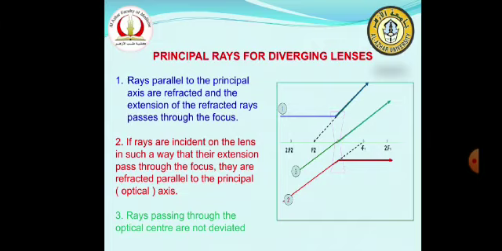In the same way, in concave lenses, the rays take one of three forms. Rays parallel to the principal axis are refracted, and the extension of the refracted rays passes through the focus, the blue line. Also, if rays are incident on the lens in such a way that their extension passes through the focus, they are refracted parallel to the principal axis, the red line. But rays passing through the optical center are not deviated, the green line.